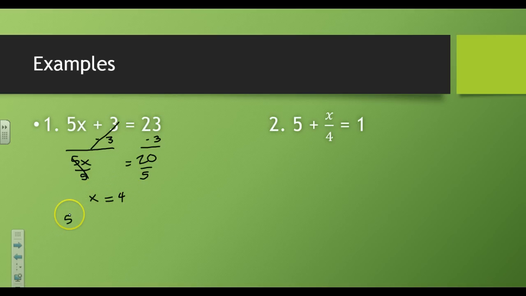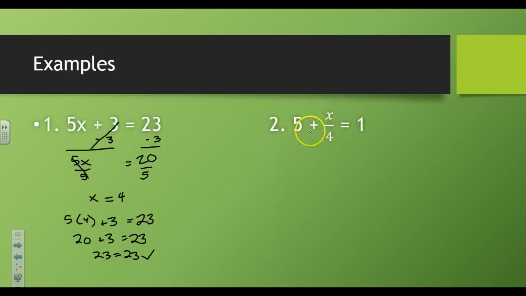Now we can check that if we want to, and I don't always make students do that, but if you want to know if your answer is correct, we're looking to see is 5 times 4 plus 3, 23. Well, 5 times 4 is 20. 20 plus 3, sure enough, is the 23. So it does work out, and we have the right answer.